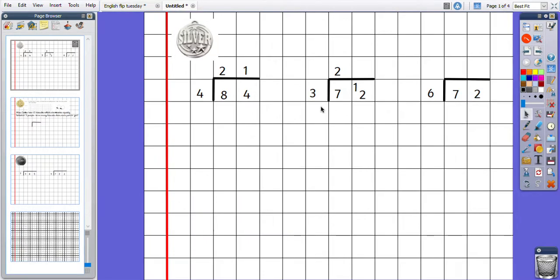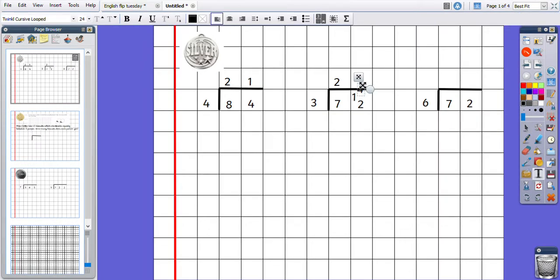Okay, so now I need to know how many groups of 3 I can make with 12. 3, 6, 9, 12. Well, I can make 4 groups, so my answer goes at the top. So 72 divided by 3 is 24. Let's try one more. How many groups of 6 can I make with 7 counters? I know I can make 1 group, but I will have 1 counter left over to carry into the next column. And then how many groups of 6 can I make with 12? I can make 2 groups.